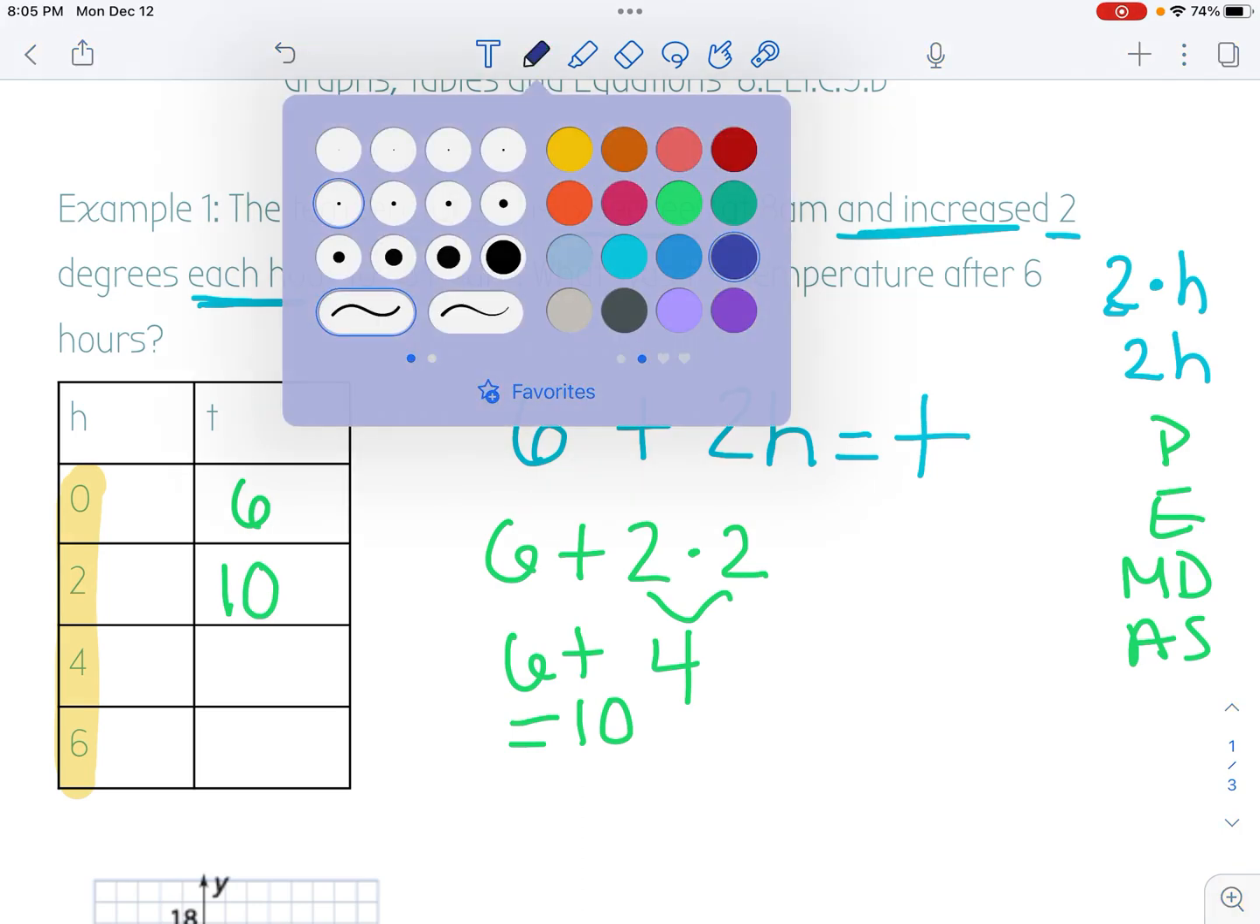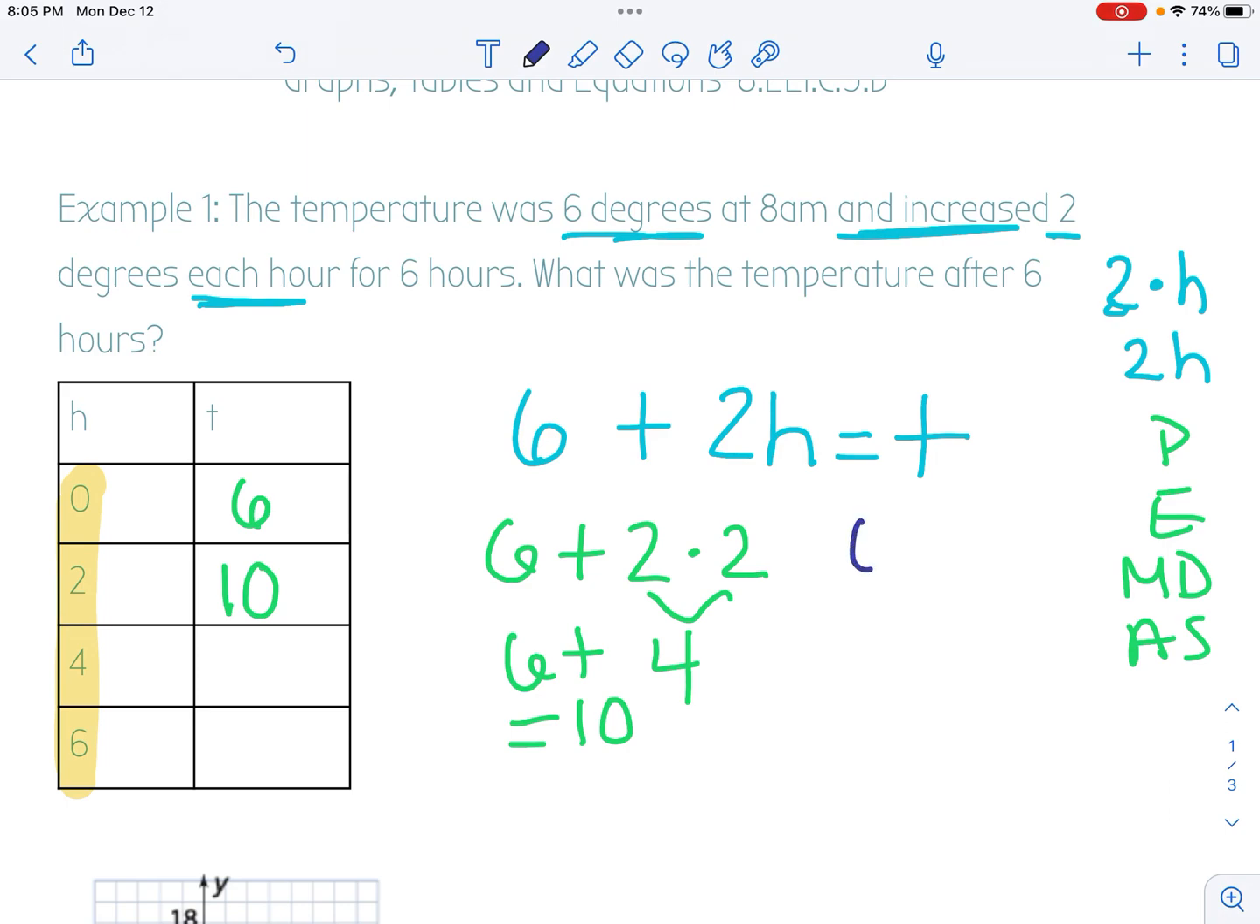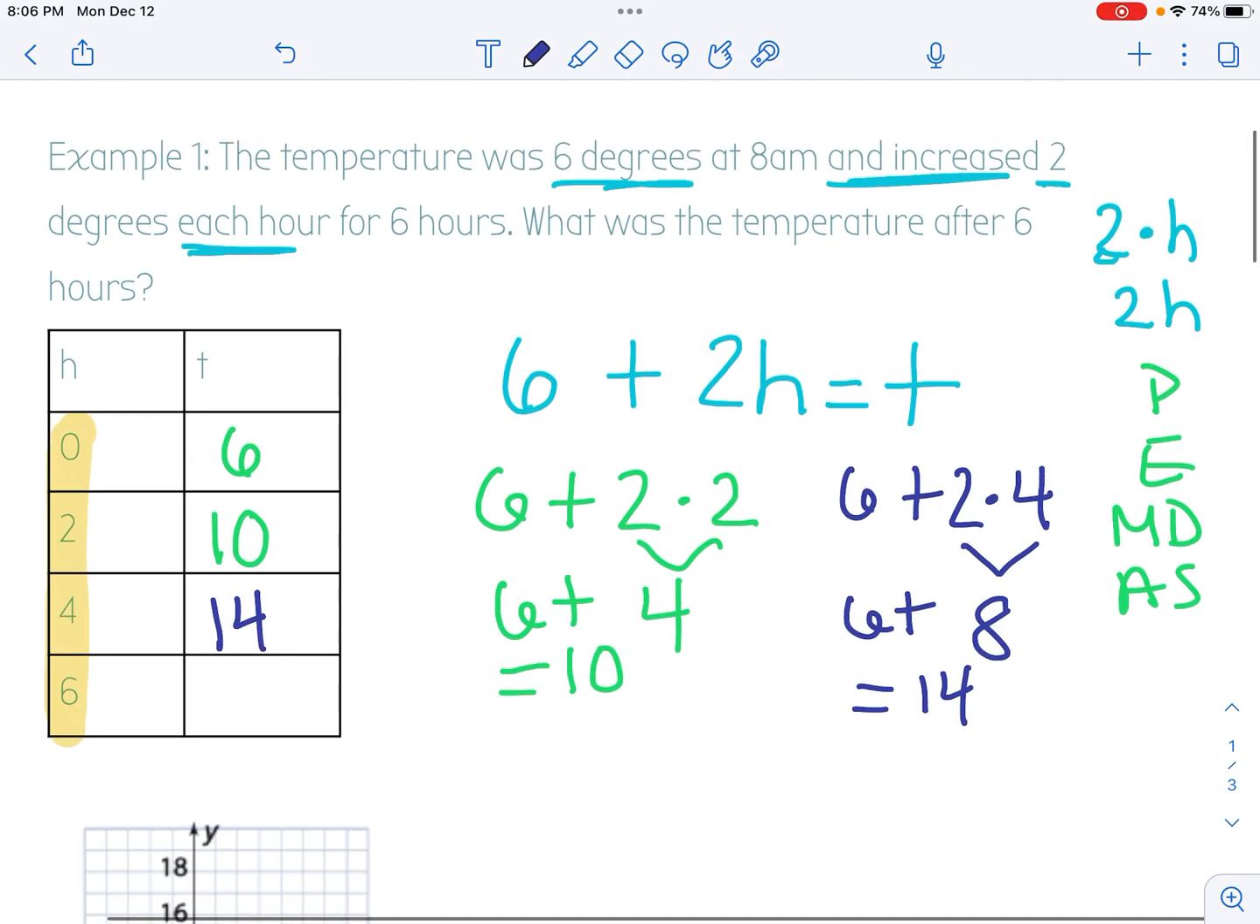Next is after 4 hours. So I have my initial starting point of 6 degrees, then I'm adding 2. Instead of times H, I'm multiplying it by 4. PEMDAS, I do multiplication first. 2 times 4 is 8, and now I can add my 6. So then we can do 6 plus 8, which is 14. So after 4 hours, my temperature is now at 14 degrees.